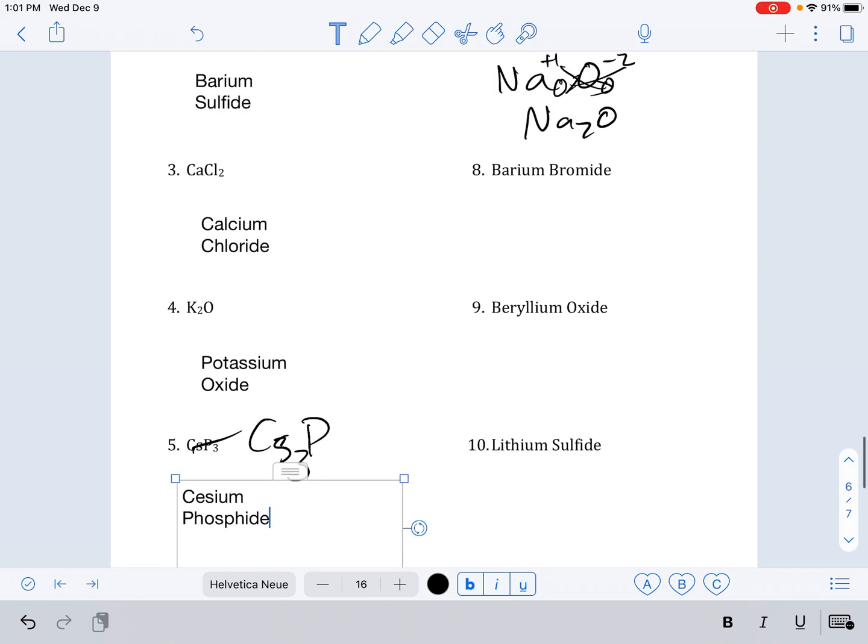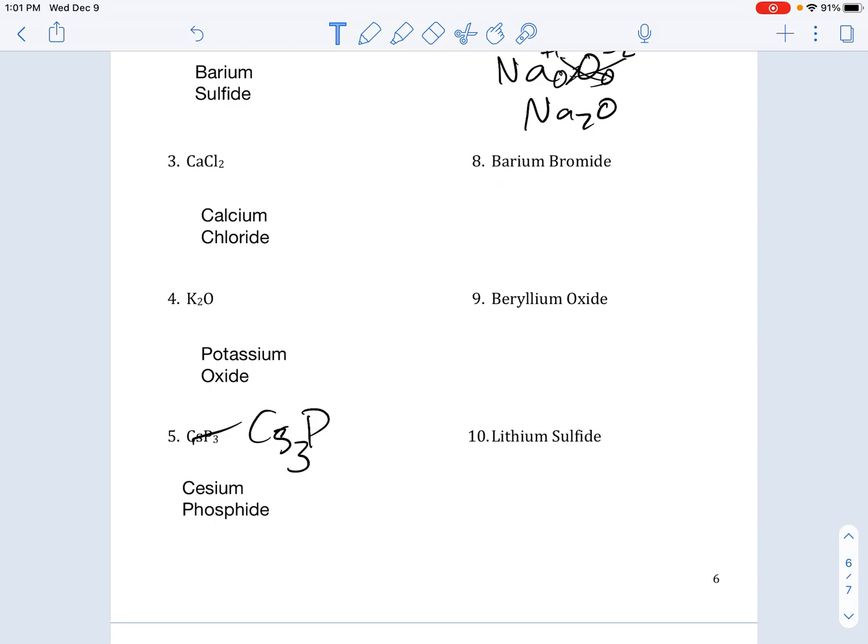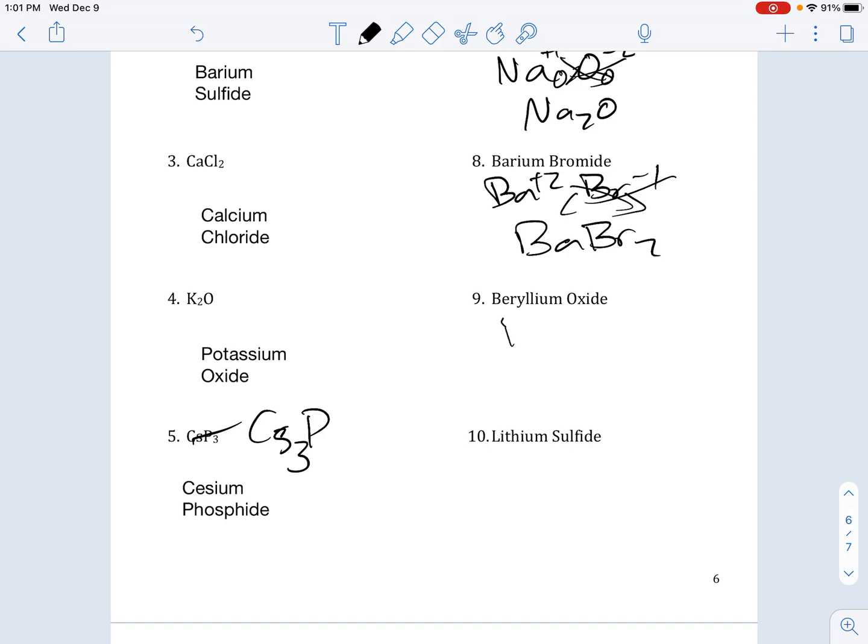Okay. Over here, got barium bromide. Ba is a symbol, plus 2 charge. Bromine is Br minus 1. When I crisscross, I get Ba1, Br2.